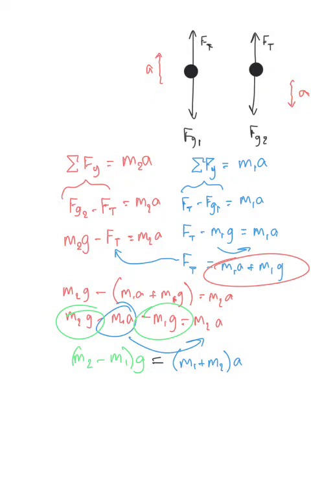And now, if we just divide both sides of the equation by m1 plus m2, you'll have the expression for a. So a is equal to m2 minus m1 times g divided by m1 plus m2.